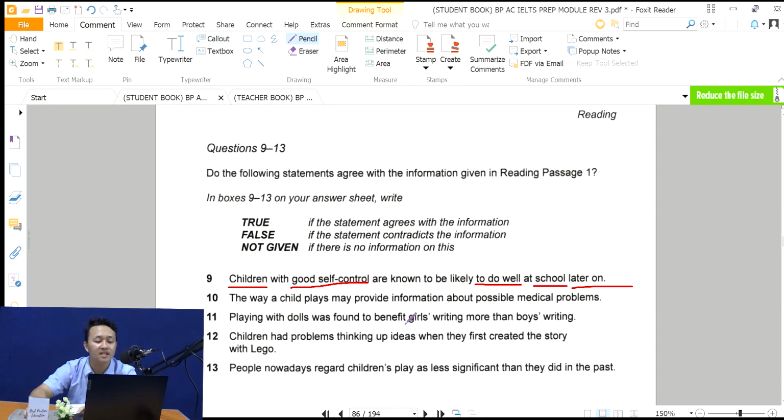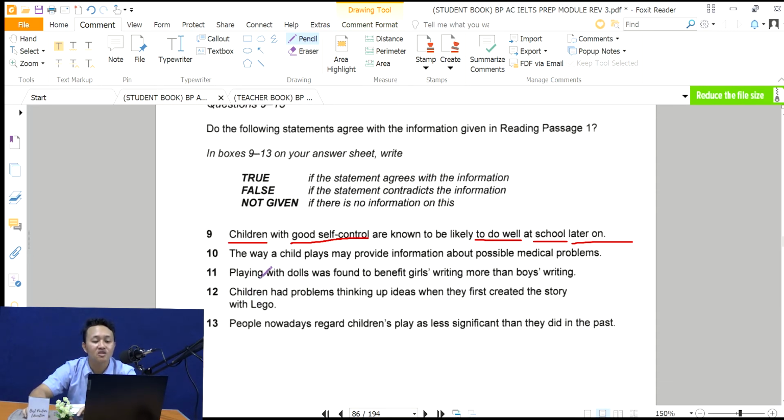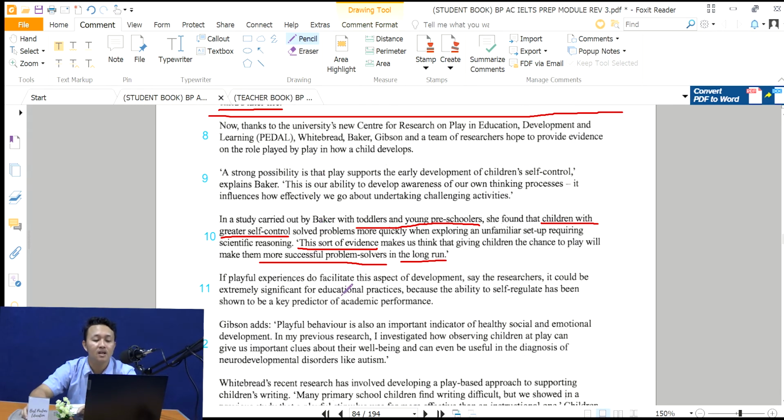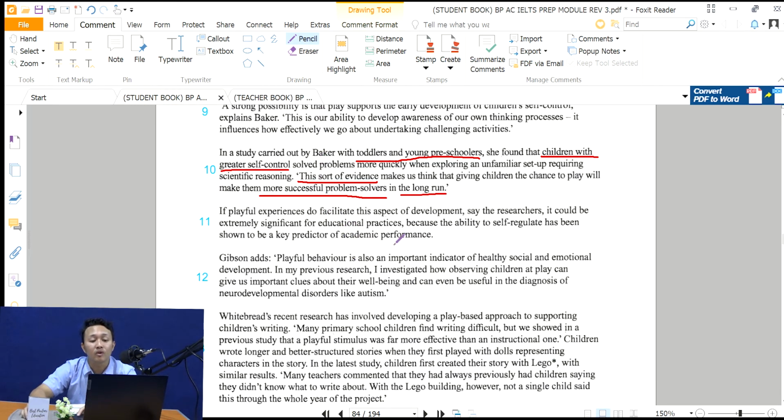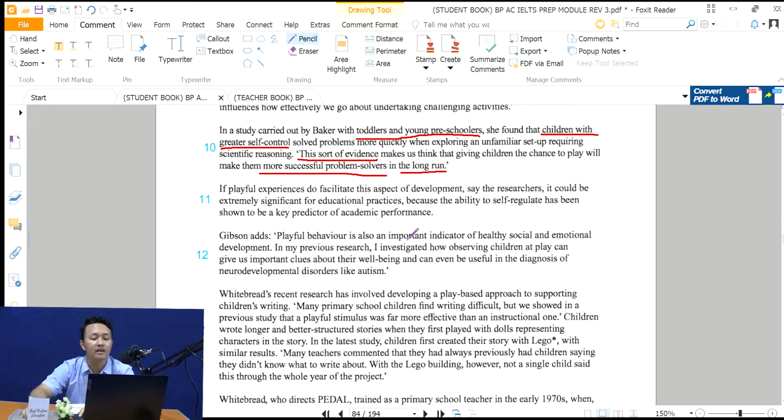Okay, now go to number 10. The way a child plays may provide information about possible medical problems. So medical problem, provide information, the way a child plays. Okay, we have highlighted the keywords. Now go to the text. Do not read the previous part. Okay, it says here, oh there, in paragraph 12, but they are in the paraphrase of it.